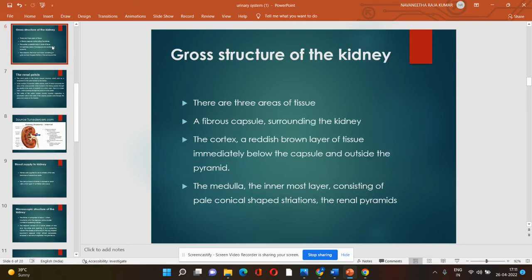If we see the gross structure of the kidney, there is a fibrous capsule, the outer covering, surrounding the kidney, and three important distinct regions. The first is the cortex. The cortex is a reddish brown layer of tissue which is seen below the capsule and above the pyramids. Here in the cortex, the urine is formed. Next is the medulla, the innermost layer. The medulla contains conical shaped striations, which are like pyramids in shape, called renal pyramids.